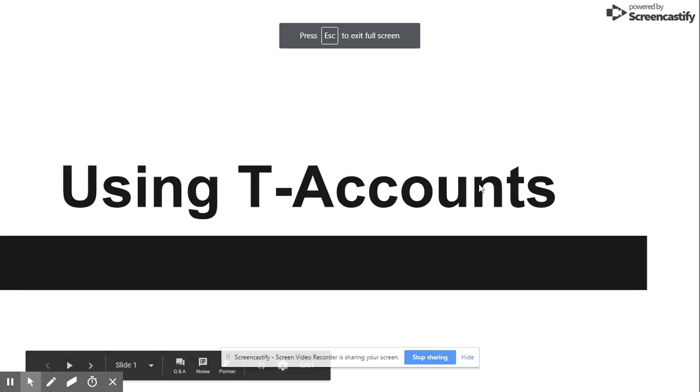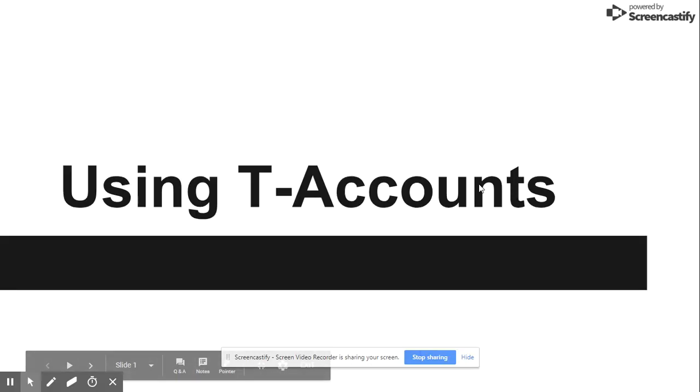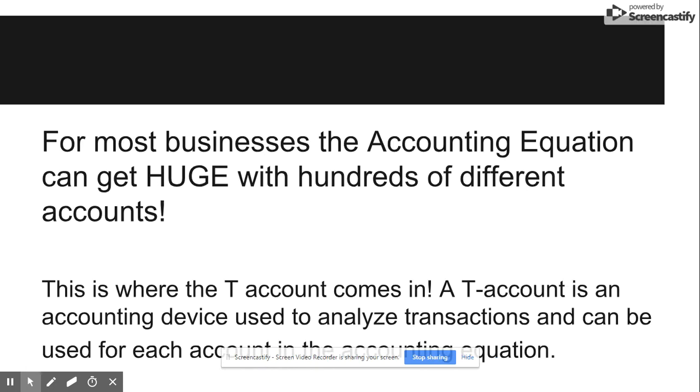Okay, guys, in Chapter 2, we are going to be talking about using T accounts. T accounts are just a tool to help you separate your transactions into debit and credit parts because we will be learning how to journalize these into a general journal soon. So it can help you figure out which parts need to be in the debit and which part needs to be in the credit.